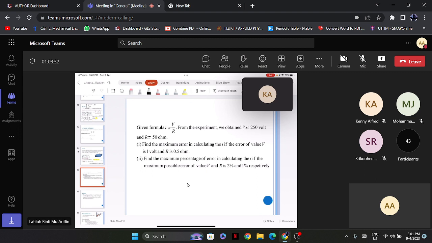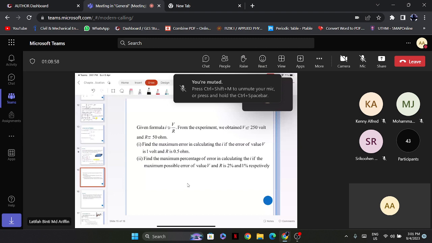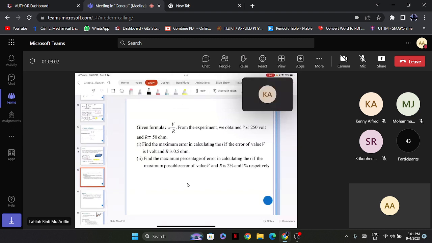Okay, cuba jawab soalan ni. Okay, dah salin soalan? Cuba salin dulu soalan, nanti saya pergi balik kepada page yang sebelum ni.